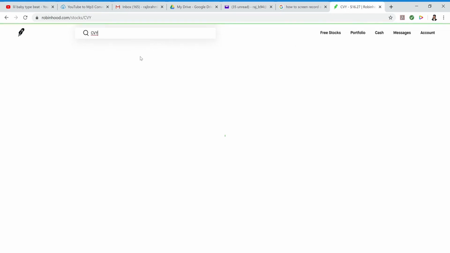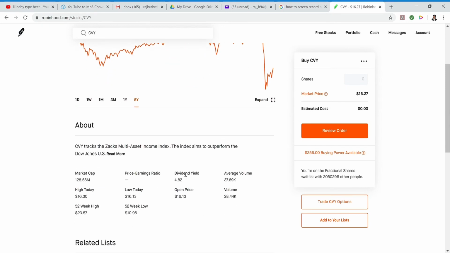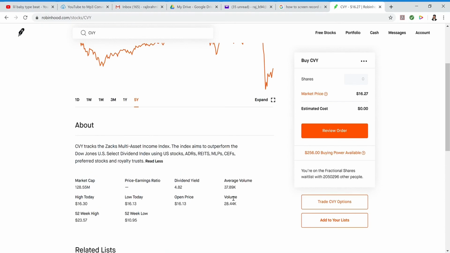Next one we got is, I think it's CVY coming up. Yeah, this is a Guggenheim Multi-Asset Income ETF. ETFs are basically just exchange traded funds. That's what it means. It's an index fund. You can see this one kind of holds its value over the last 5 years. I like this one because they pay a really good dividend. It's cheap as fuck. It's less than $20. They pay you almost a 5% dividend yield.